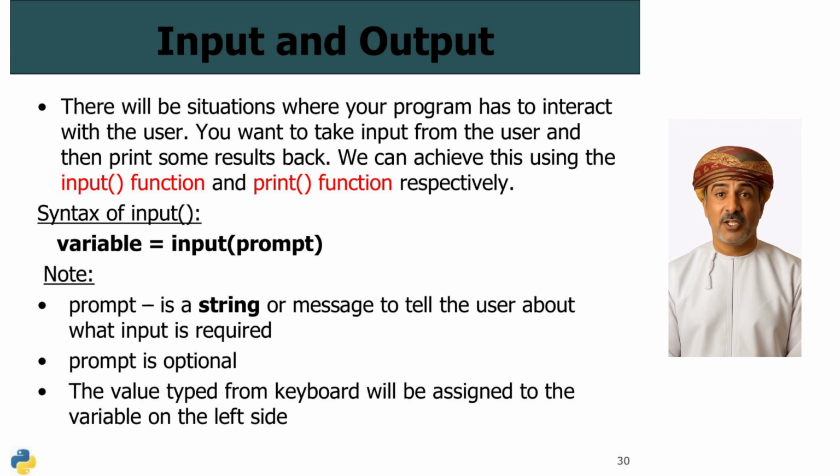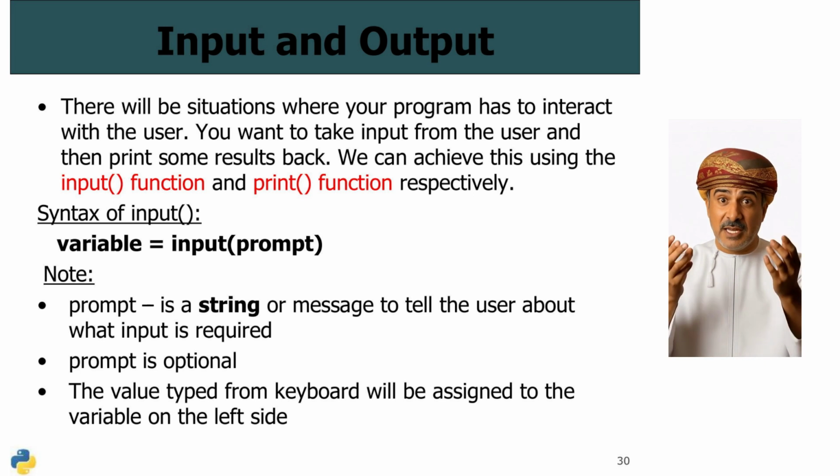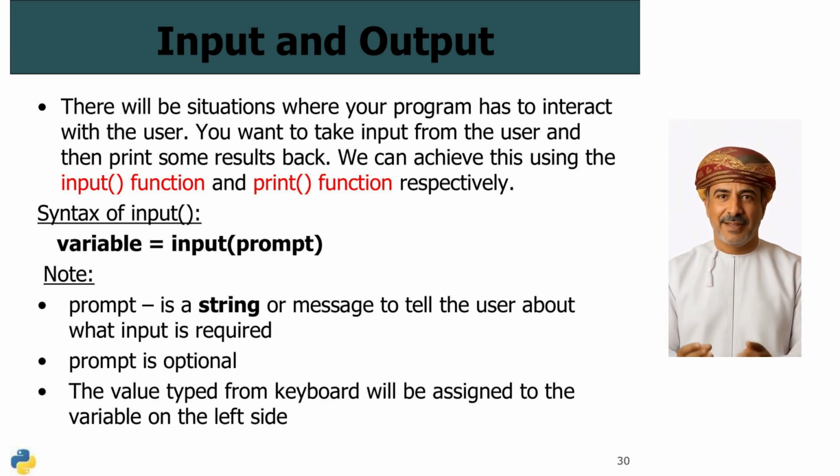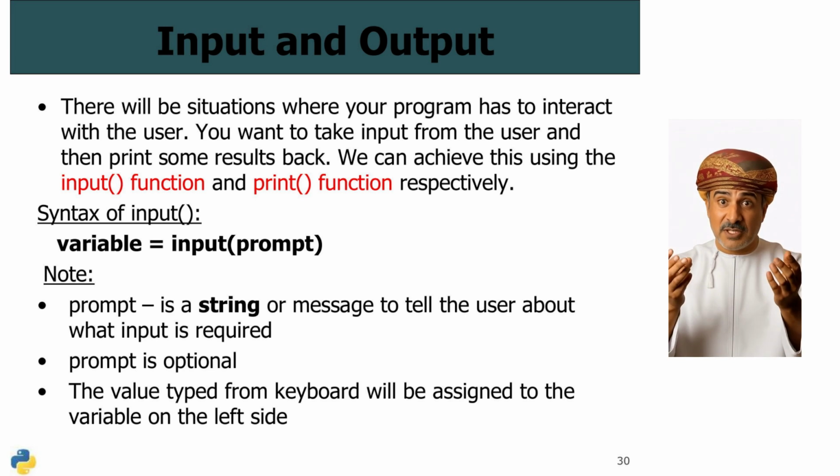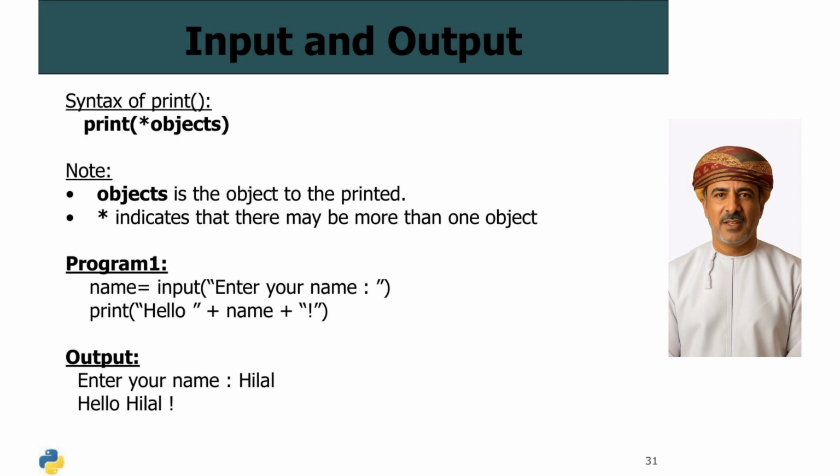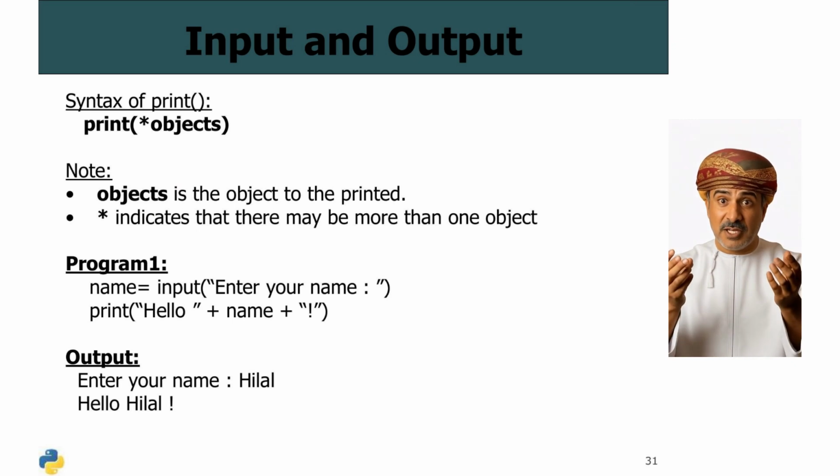Programs often need user interaction, achieved through the input and print functions. The input function syntax is variable equals input(prompt), where prompt informs the user of required input. This prompt is optional, and the user's input is stored in the specified variable. The print function outputs data to the screen. Its syntax, print(*objects), allows multiple objects to be printed.